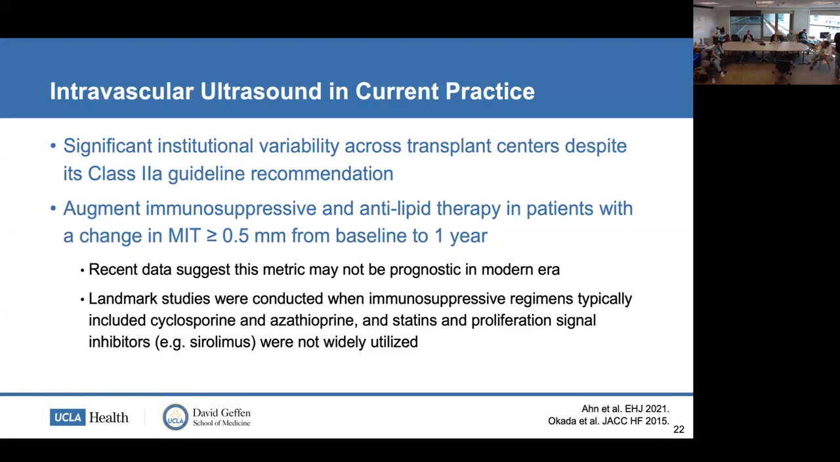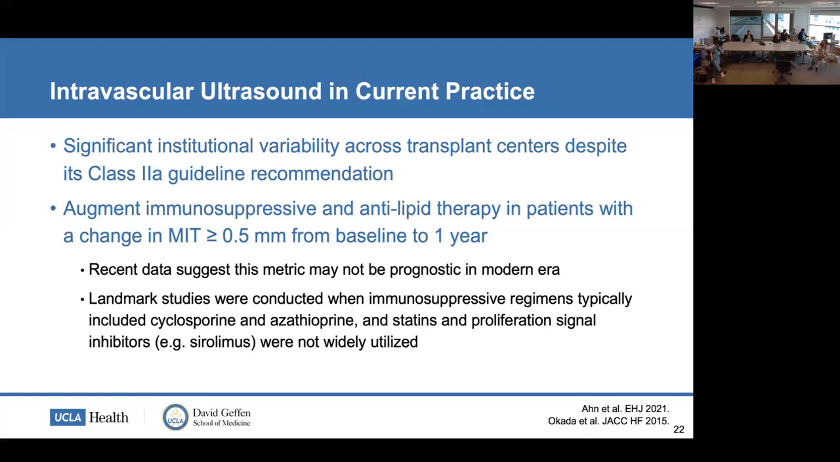So where are we today with IVUS in current practice? Well, there's significant institutional variability across transplant centers despite its Class 2A guideline recommendation. Many folks here at UCLA and where I trained typically augment immunosuppressive and anti-lipid therapy in patients who have a change in their MIT that's greater than 0.5 from baseline to 1 year based on those landmark trials I mentioned.